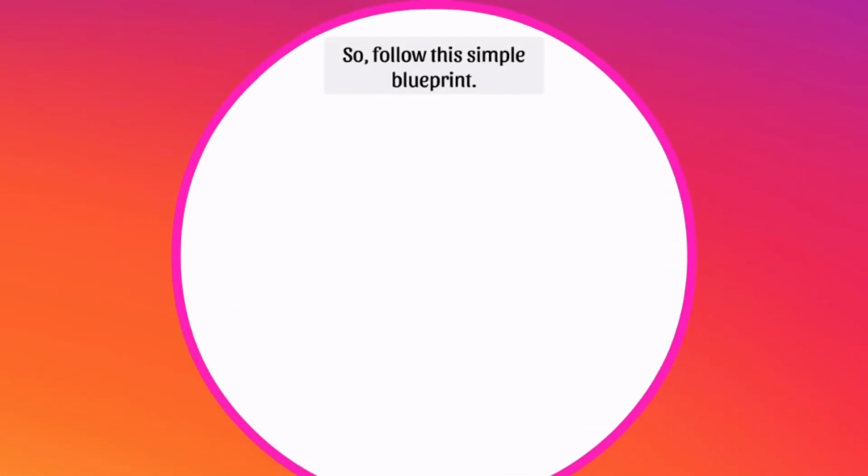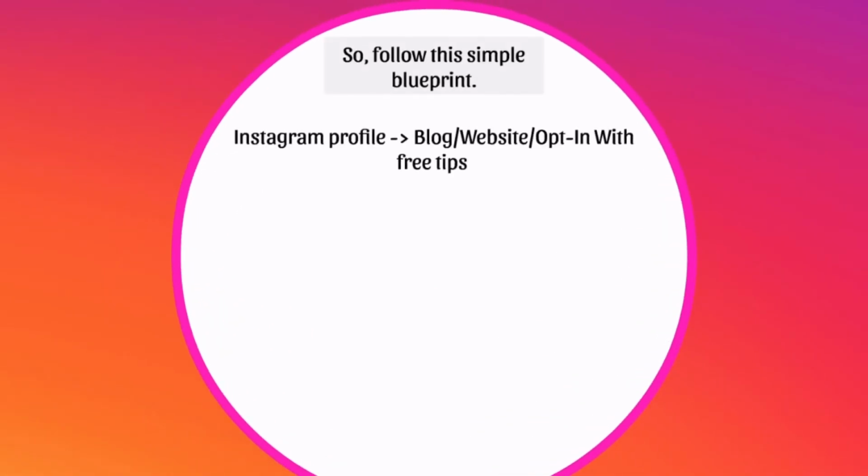So here's a basic blueprint that you can follow, but from the Instagram profile, I recommend that you direct them to either a blog, your website, or an opt-in with free tips. So you're still trying to build their trust. They're still semi-cold traffic. If you send them to a blog with more content, more free information, then that's going to gain their trust. They're more likely to want more, right? Or if your brand, you can send them directly to your website and they can buy the products.